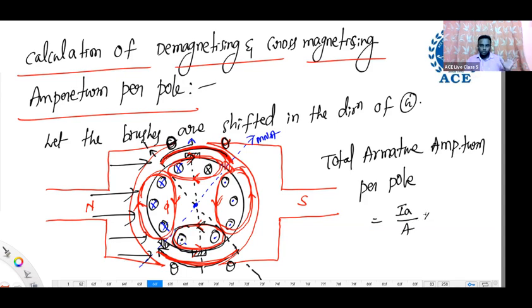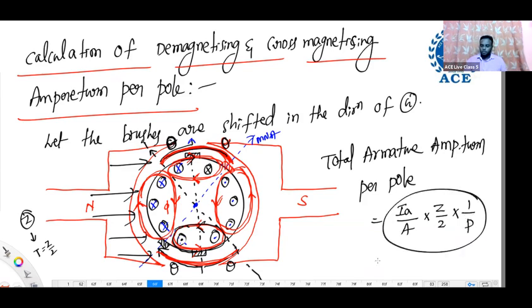Okay, ampere into turns. There are a total of Z conductors in the armature. Then how many turns are there in that? Z by 2 turns, yes. Ampere turns per pole means divided by P, the number of poles. This is the total ampere turn per pole: ZIA by 2AP. Clear all of you this point? Total armature ampere turn per pole is ZIA by 2AP. Okay. Clear?